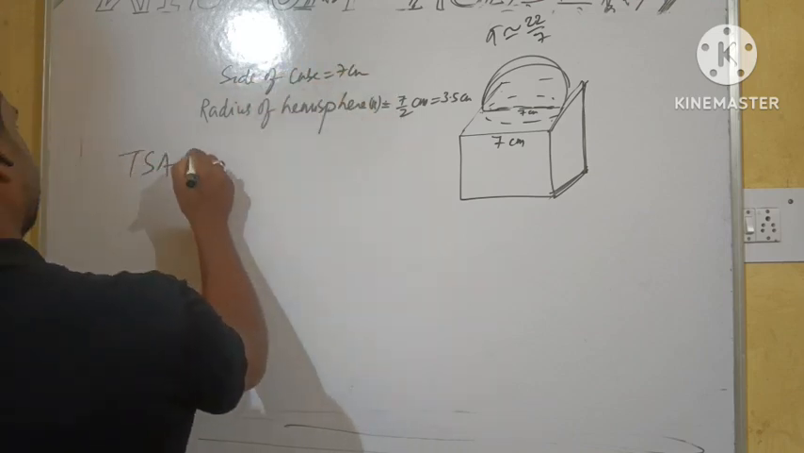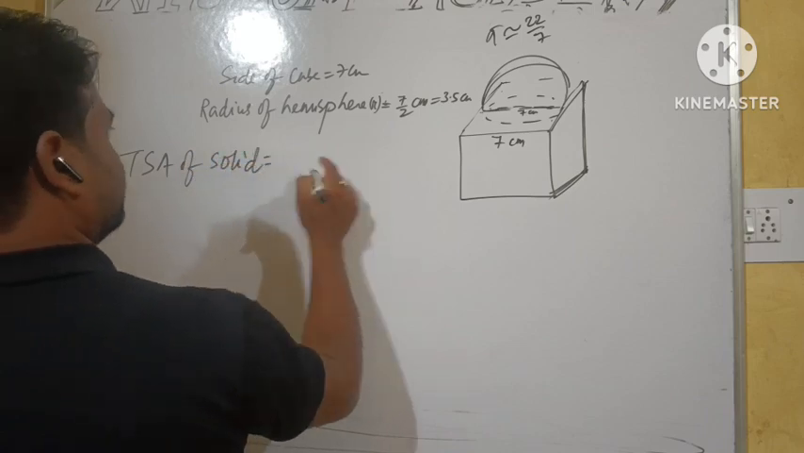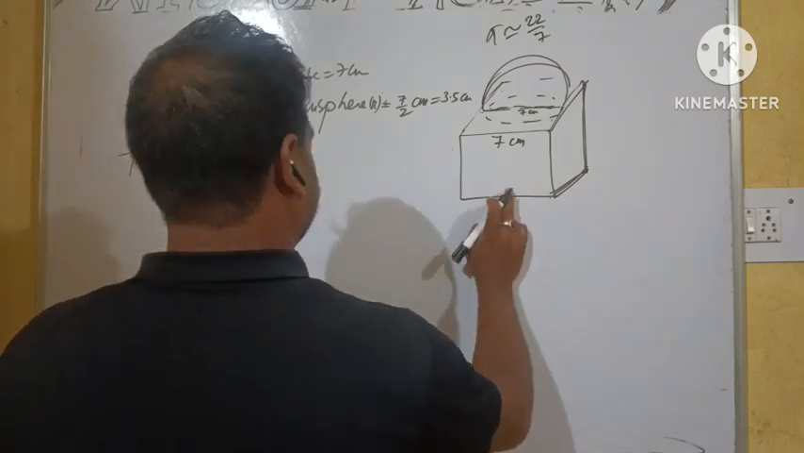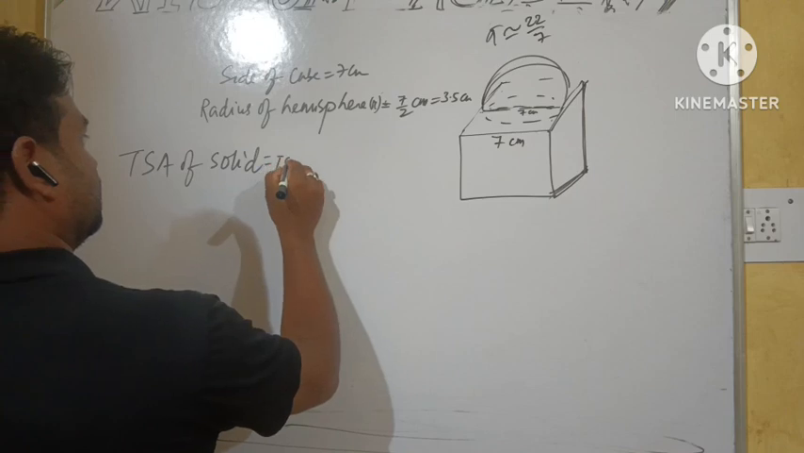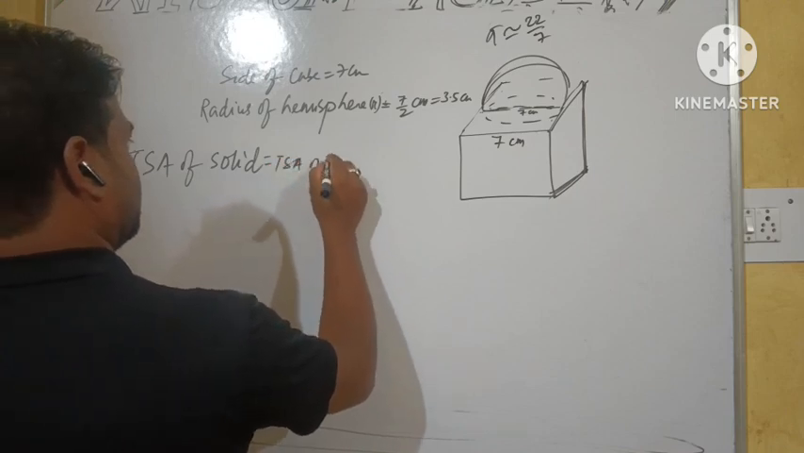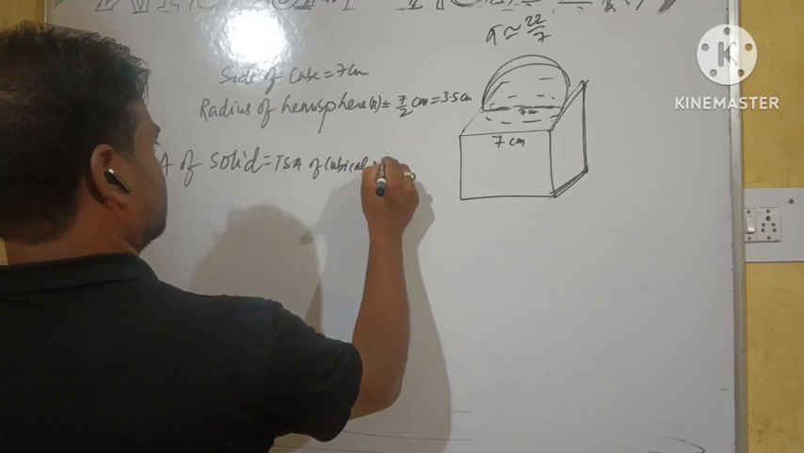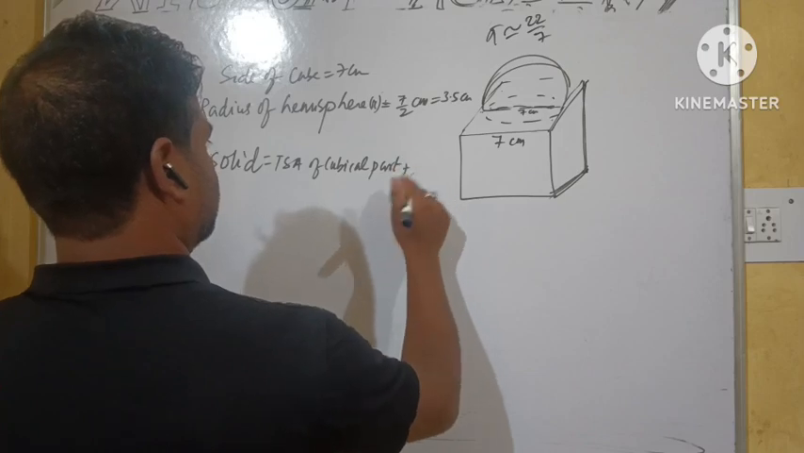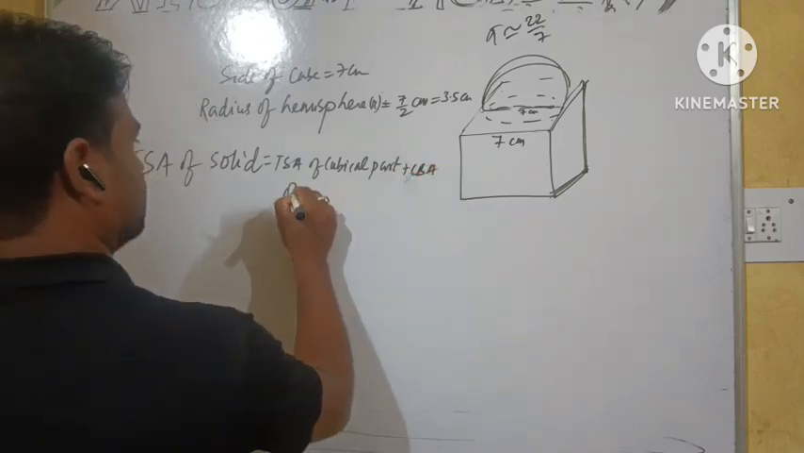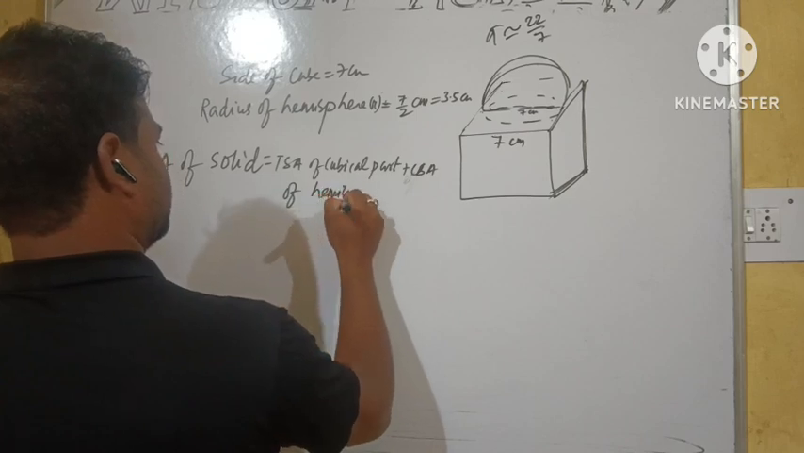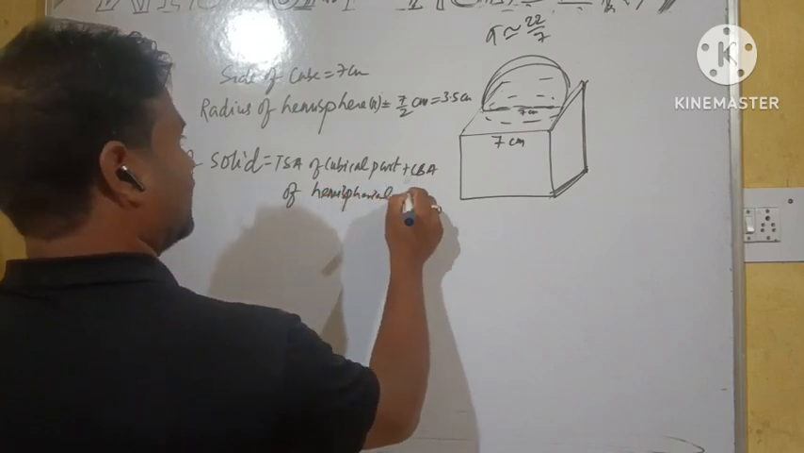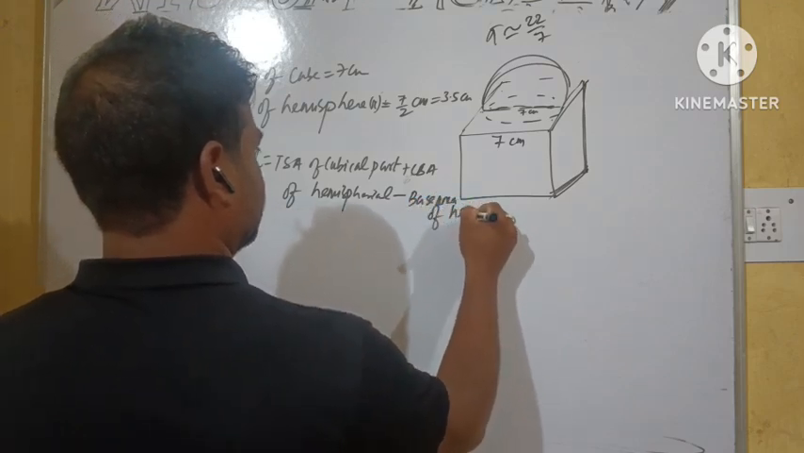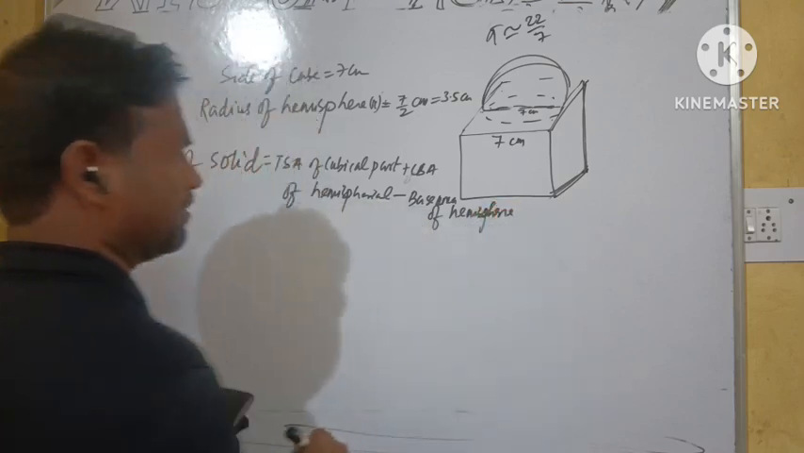Total surface area of the solid will be the total surface area of the cubical part, plus the curved surface area of the hemispherical part, minus the base area of the hemisphere. Why is the base area of the hemisphere subtracted from this?